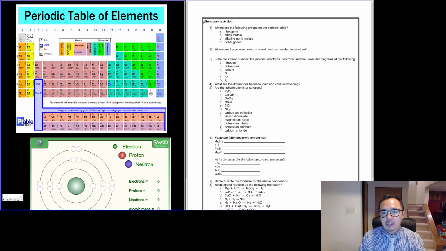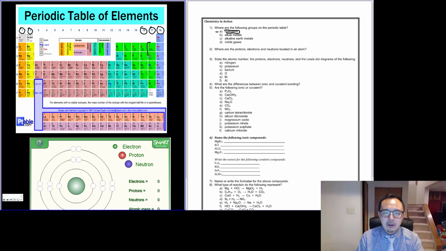So let's look at the first question. Where are the following groups on the periodic table? Letter A, it's asking for halogens. In your periodic table, you have number 1, number 2. These are the main ones that we talked about in class. And then we jump over to 16, 17, and 18. These ones have really unique names. And group number 7 or 17, these are your halogens.